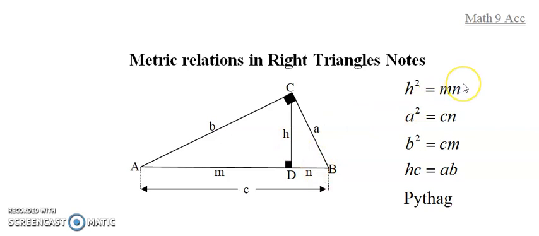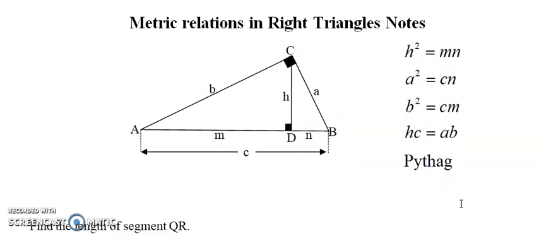If that is true, these following things are necessarily true: H squared is equal to M times N, A squared is equal to C times N, and B squared is equal to C times M, and Pythag, which includes A squared plus B squared equals C squared, but also in this case H squared plus N squared equals A squared, and H squared plus M squared equals B squared. So anywhere that there's a right angle triangle, that Pythag relationship is in effect.